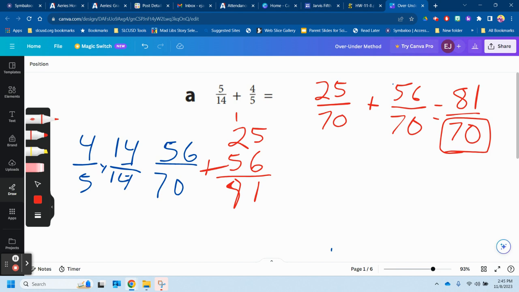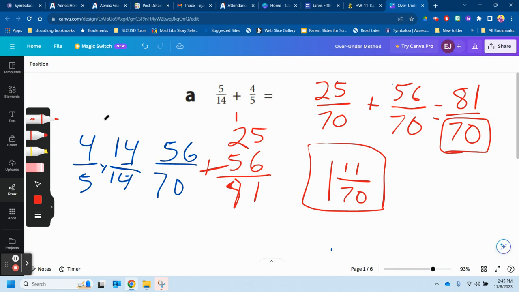So 81 divided by 70 is going to go once with a remainder of 11. So there's one group of 70. I take away 70 from the 81 and I get one whole, and I'd have 11 left: 11/70ths. 1 times 70 is 70 plus 11 is 81. So this is my answer.